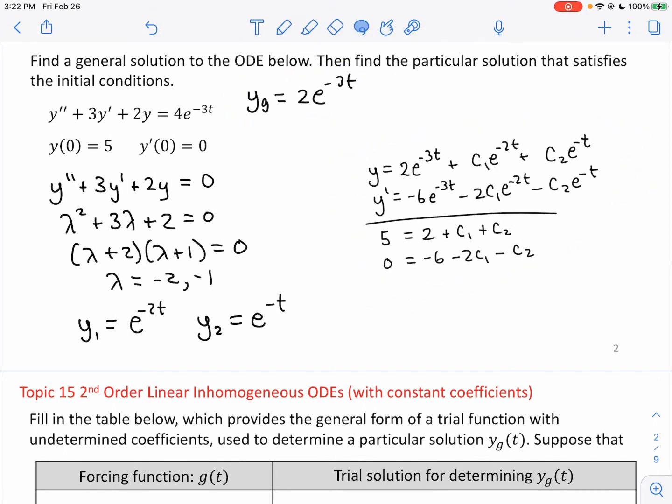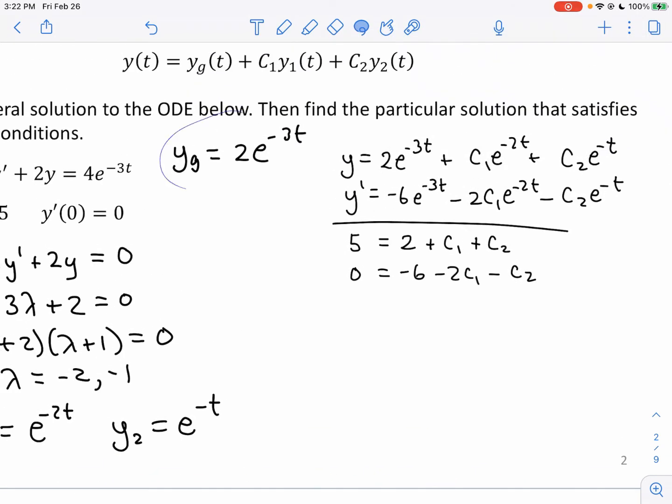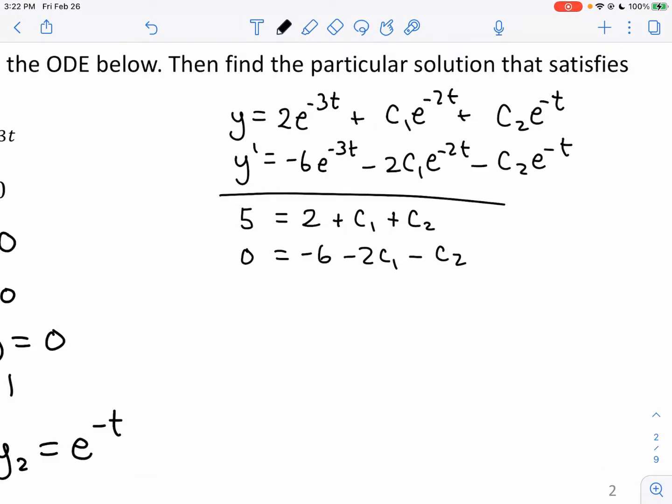Shrink that down slightly. Okay, just give myself a little more space. Let me just go ahead and hide that. Make sure we have plenty of space here. Okay. Now we want to solve this system here for C1 and C2. Notice that if you add the two equations together right now, the C2s will cancel. So that's effectively what I'm going to do.